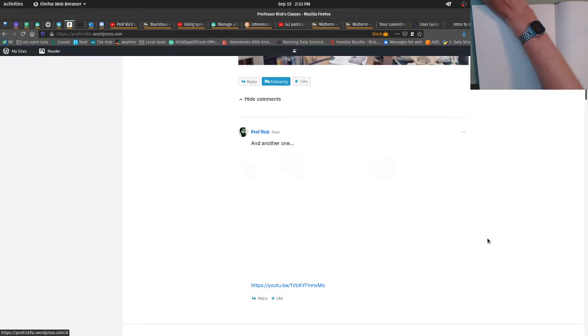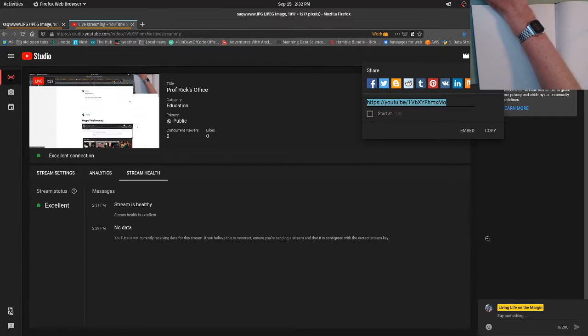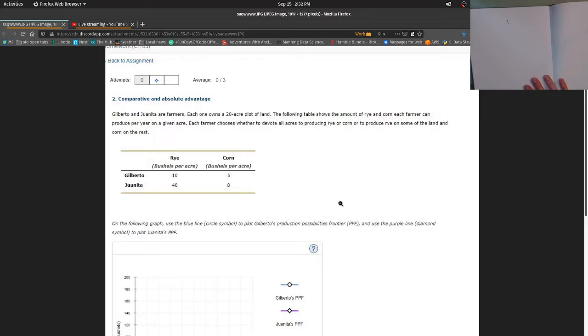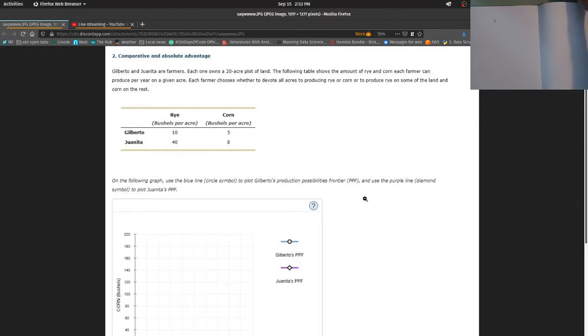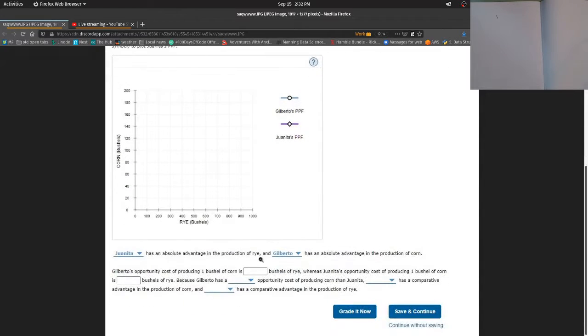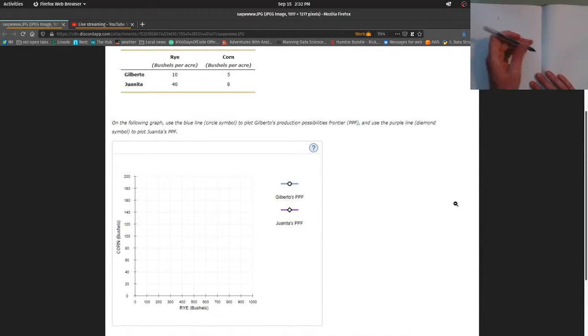And then let's look at our question, which is another question about comparative and absolute advantage. So we've got Gilberto and Juanita on a 20-acre plot of land, or each of them has 20 acres. And we've got this table showing how much they can produce per year per acre. So all these numbers we would multiply by 20. So let's start by thinking about what the PPF would look like, and then we'll think about these questions here.